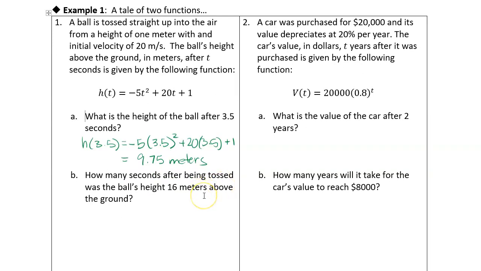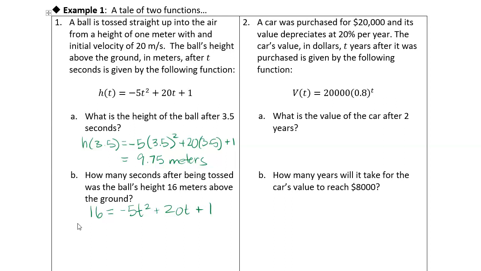How many seconds after being tossed will the ball's height reach 16 meters? In this part, we're given the height. We're given the output of our function, and we're asked to figure out that t value, which is the input. But we know how to do that. We can just set the height equal to 16, and then solve this equation: 5t squared plus 20t plus 1. We're trying to find the t value where the height is 16 meters.